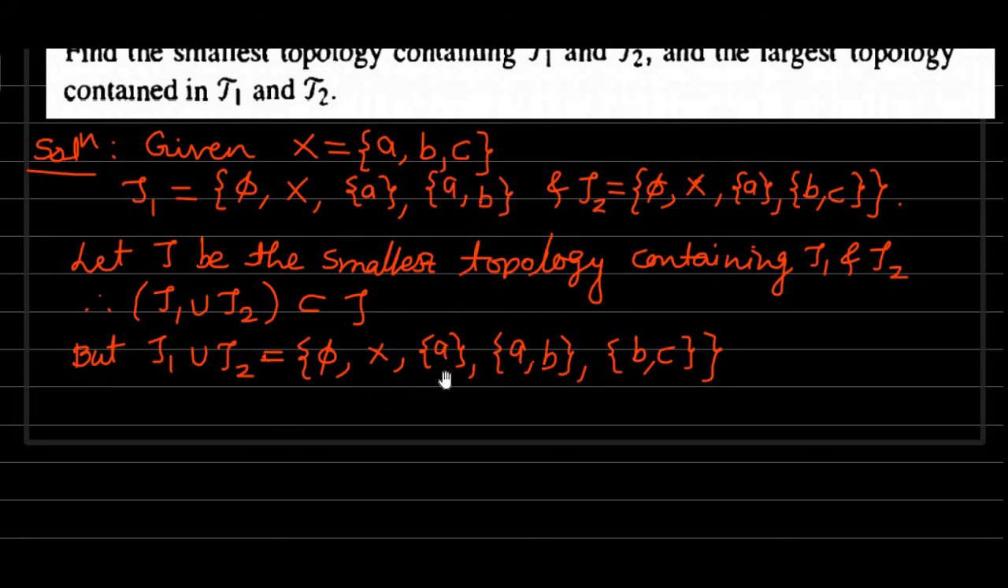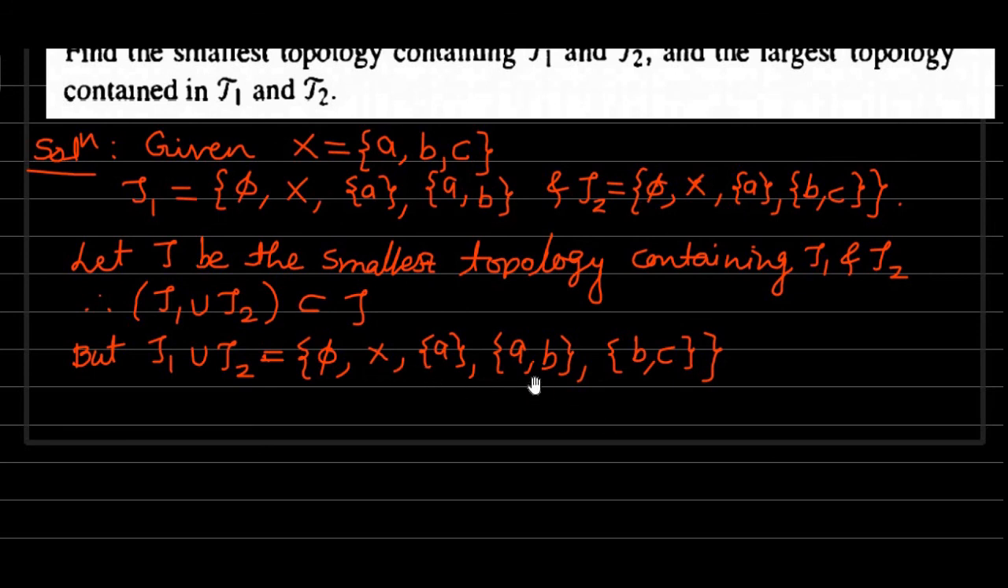The union of the singleton set {A} with the 2-point set {A, B} is the 2-point set {A, B}, which is already present here. Then the union of the singleton set {A} with the 2-point set {B, C} is {A, B, C}, meaning the complete set, which is already present here.